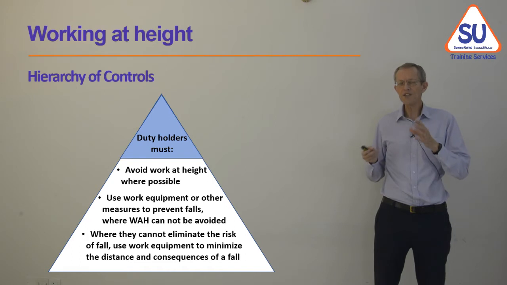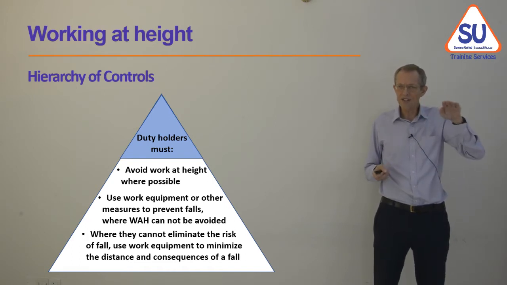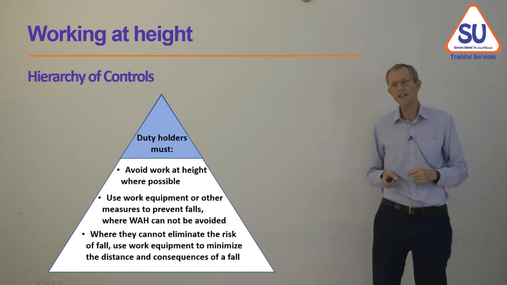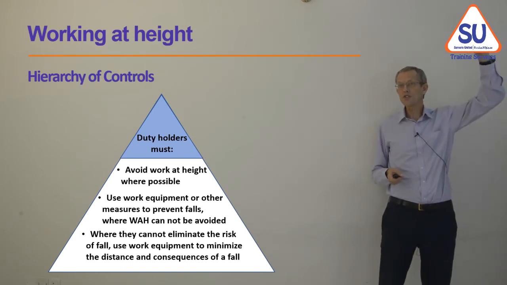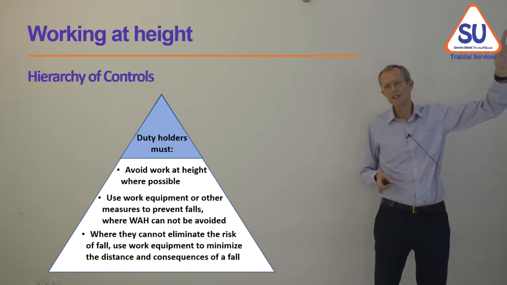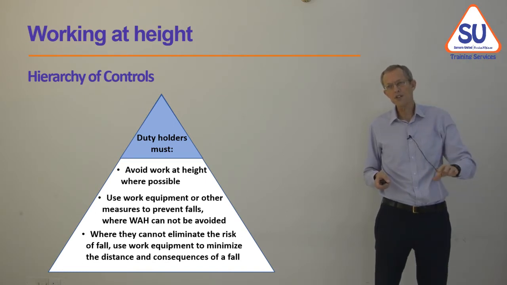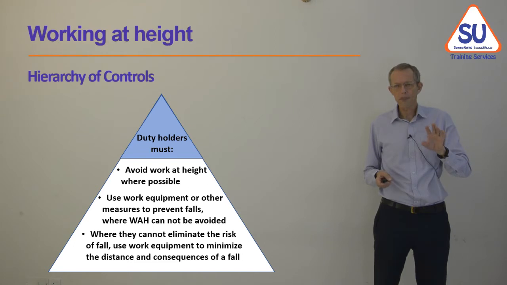And if we can't do that, then we can make the distance that the person has to fall less. And I'll talk about that in a later slide. So first choice, don't work at height. Second choice, find a safe way to work at height. Third choice, make sure that the distance somebody falls is less.